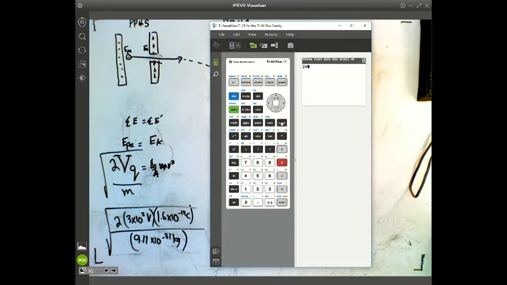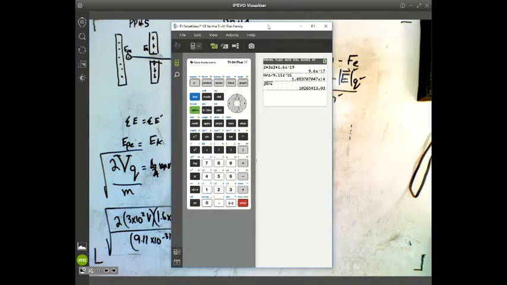So 2 times 3 times 10 to the 2 times 1.6 times 10 to the negative 19 divided by 9.11 times 10 to the negative 31. I square root my answer, and I get my speed to be that.